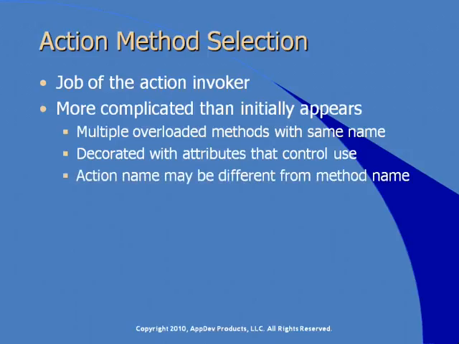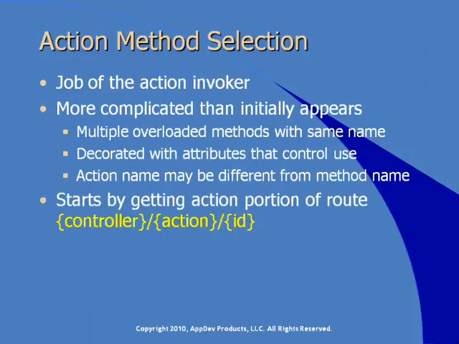And furthermore, an action name may be different from the method name. And there's lots of other kinds of complications. So designing an effective controller requires that you understand how the selection process works. The first thing that the action invoker does is to look for the action portion of the route definition for the request. It does this using the default route defined in a new MVC application in the form shown here of controller, action, and ID. But you can define other forms of the routing. So it's looking for the action parameter.